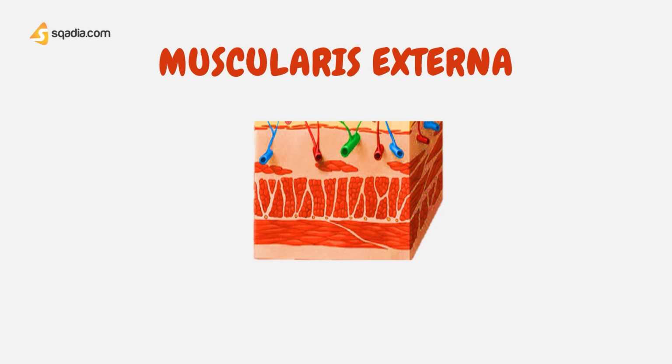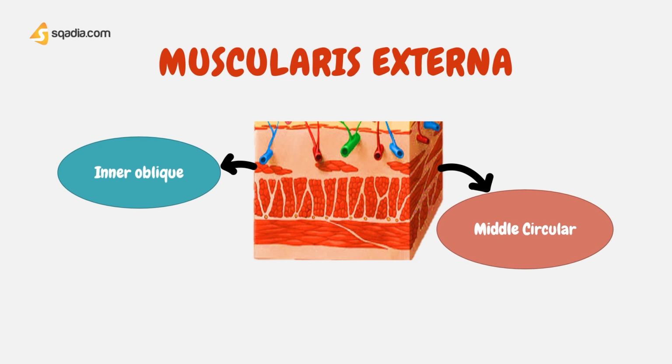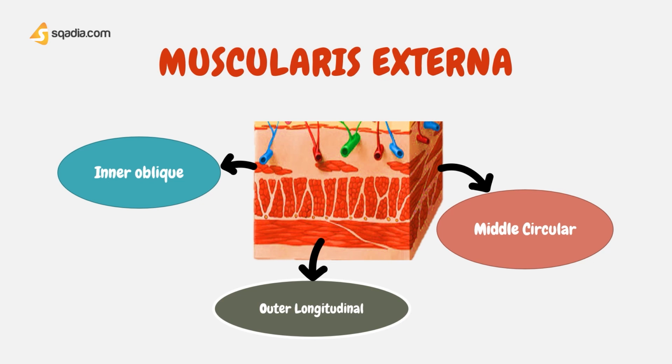They are arranged in a transverse manner. The first we have is the inner oblique muscles. In the midsection, we have the middle circular layer. The last one is the outer longitudinal muscle layer. It provides relaxation and contraction movements in an alternate manner and thus helps in peristaltic movements, which bring the food from the esophagus into the stomach.